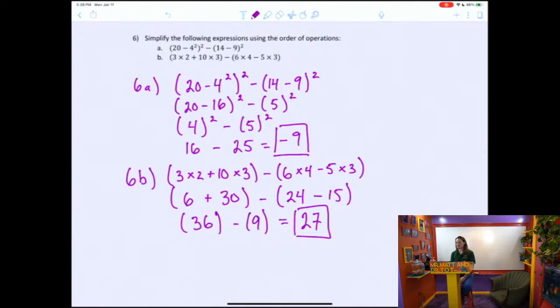times 3, which is 15. 24 minus 15 is 9. 6 plus 30 is 36. So we're going to end up with 36 minus 9, which is going to give us a positive 27.